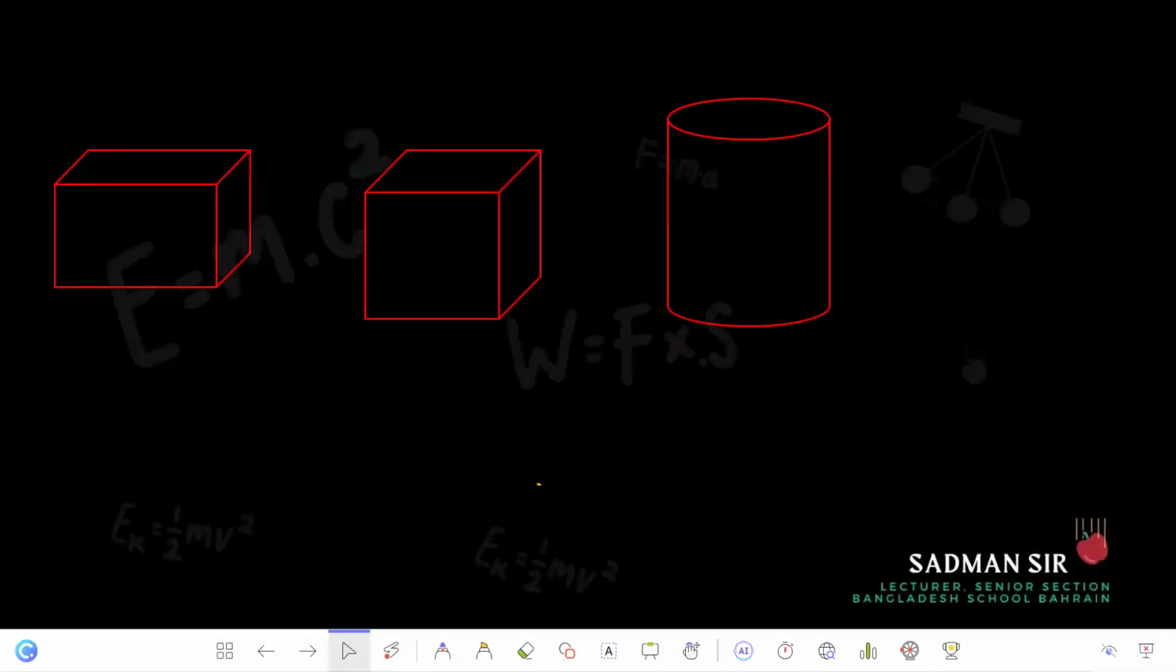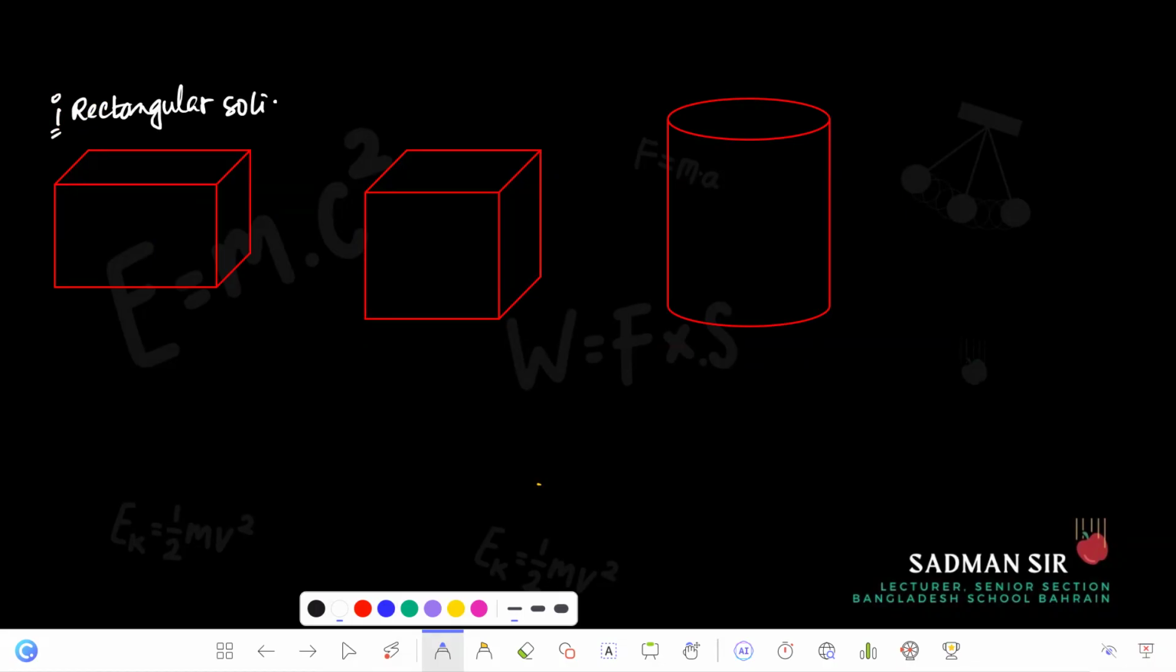Oh no, everything I was writing has gone. Sometimes this problem happens. Anyway, we can mention it again. First one is rectangular solid. The formula that we mentioned, let me write it quickly: D equals root over a square plus b square plus c square, and area of whole surface will be 2 into ab plus bc plus ca.